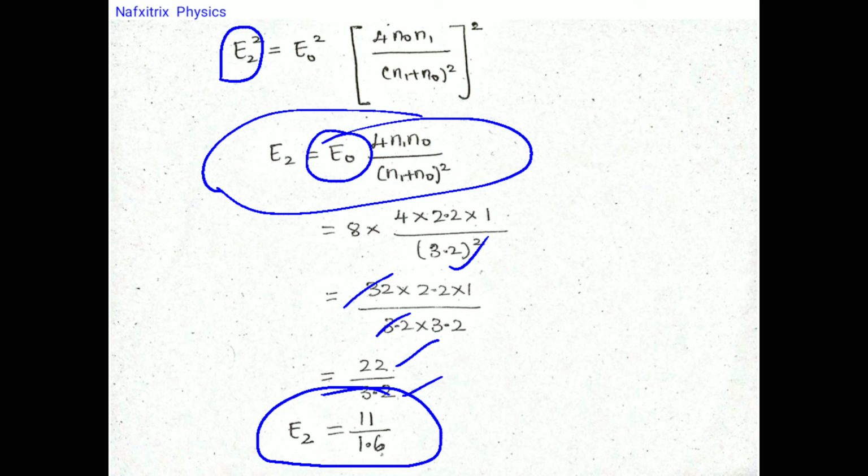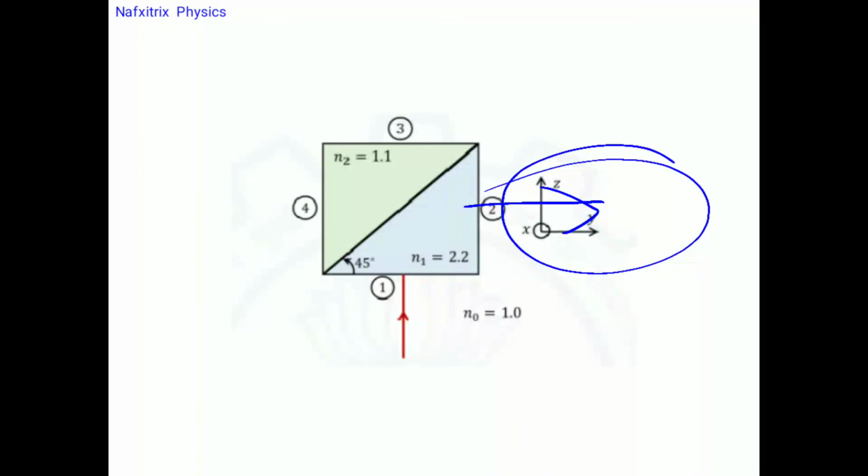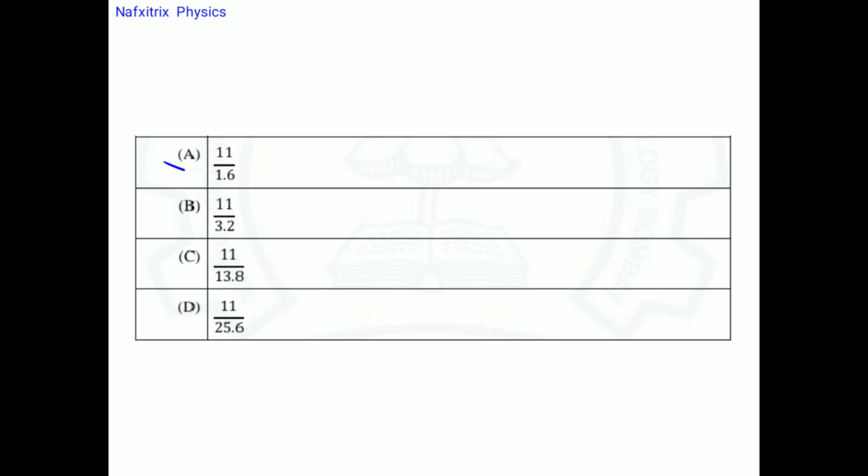So this is the amplitude of the electric field which is coming out of the region. So the answer for this problem is 11 by 1.6. So this is the correct option.